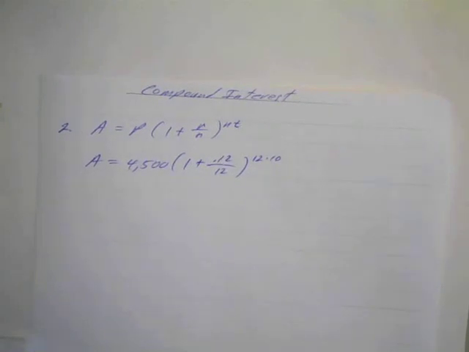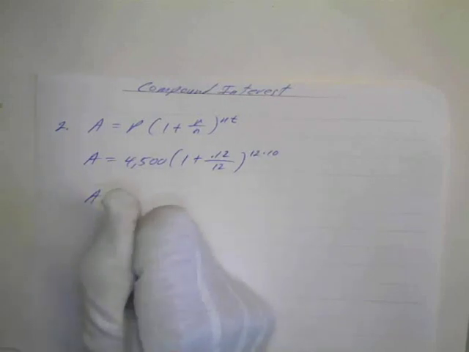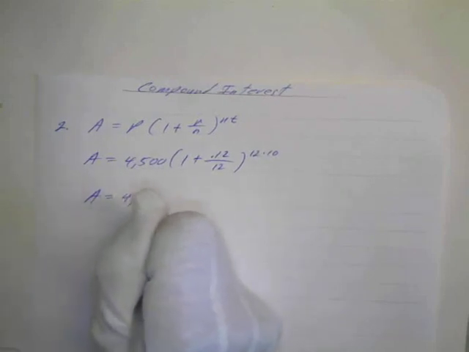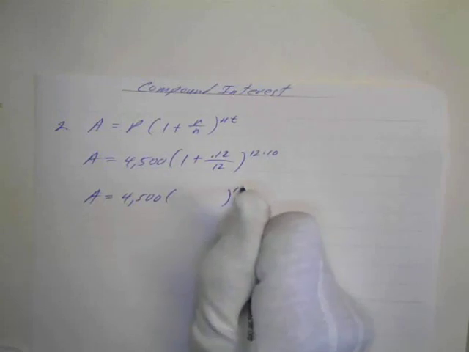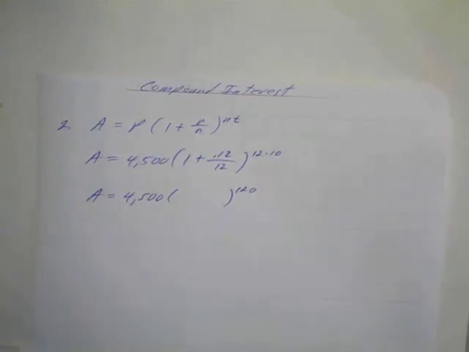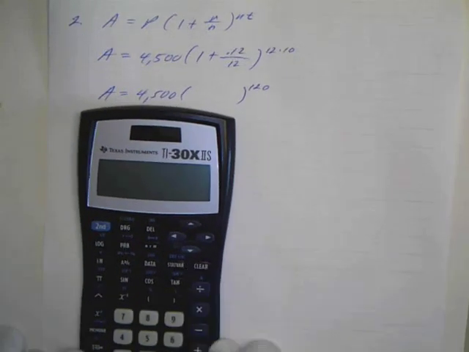Now I try to simplify inside here first as much as I can. So A equals 4,500. And I know that 12 times 10 is 120, so my exponent will be 120. And let's get our calculators out. This is a nice, simple little TI calculator.